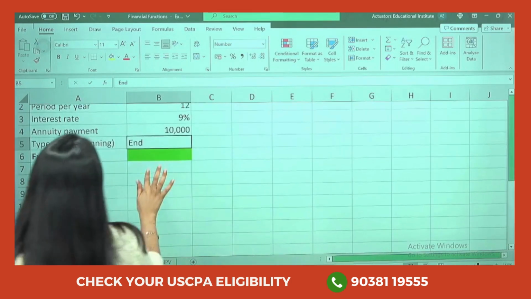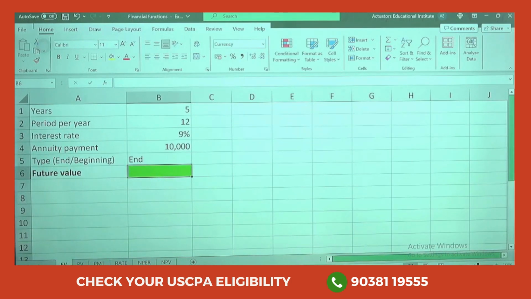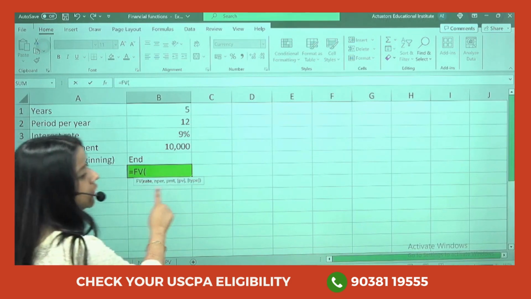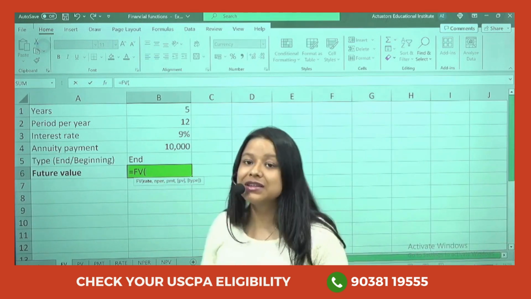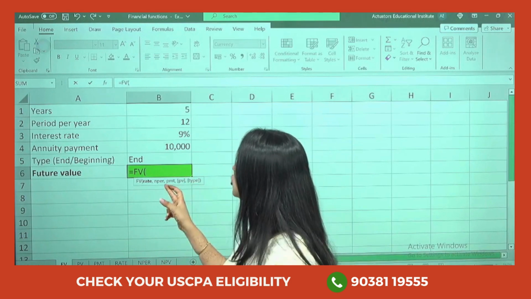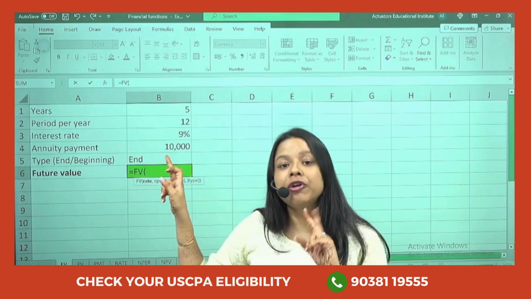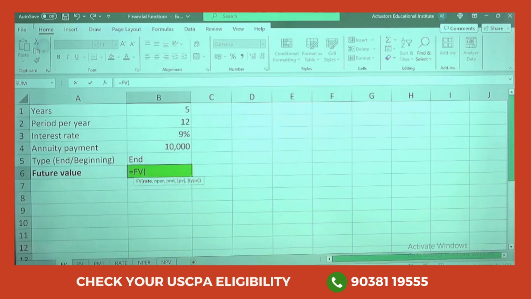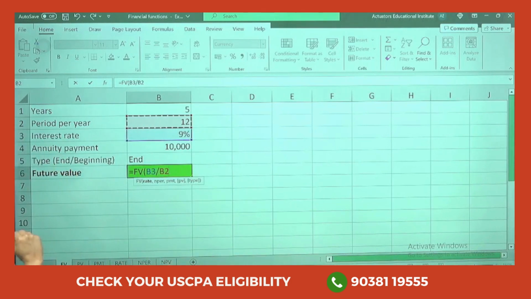So it's very simple. We just have to use the function FV. I'll just write FV, and there are a few parameters that we have to put in. The first one is the rate. Now this rate parameter needs to be the rate per period. Now 9% is the rate per annum. So for monthly, we need to divide this 9% by the periods per year. 9% by 12 will give me the per month rate.